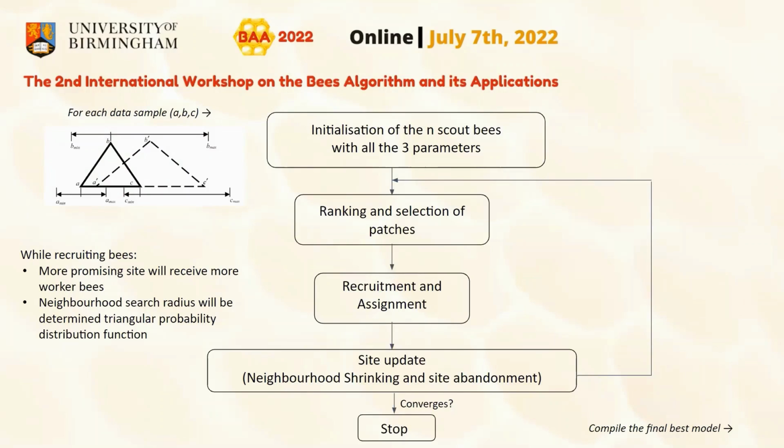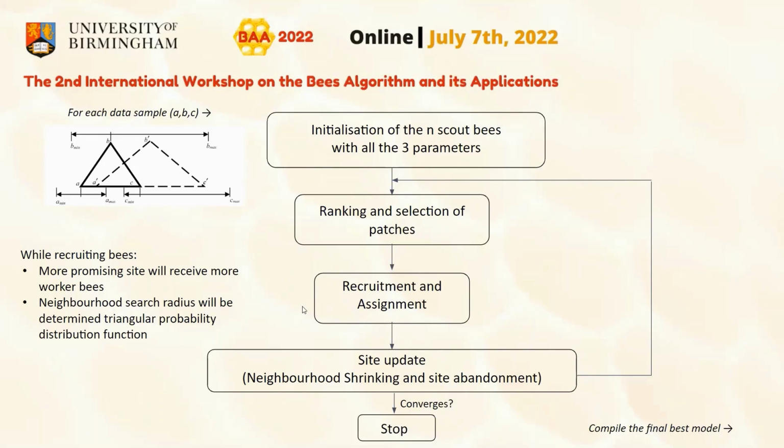In our case, in simple fuzzy logic controller, it uses a triangular membership function, which is an isosceles triangular membership function, but we will be optimizing it by changing its shape. So each bee will contain 3 parameters, that is A, B, and C, which is shown in this particular diagram. Then we will go for global search, and then we will rank and select the patches.